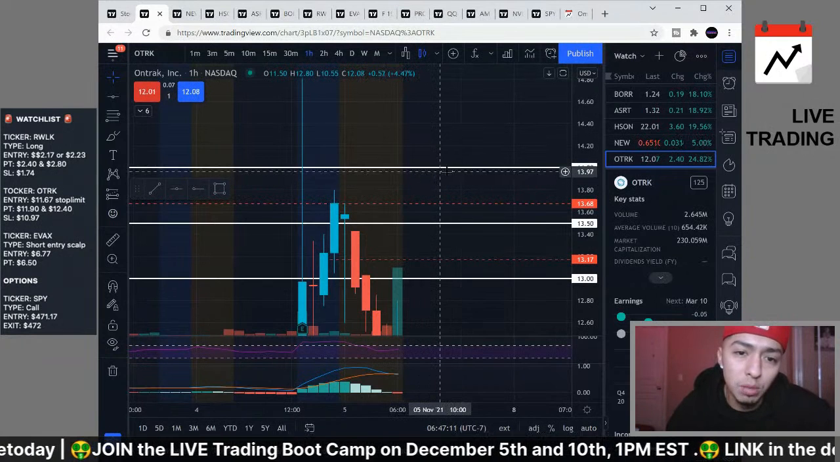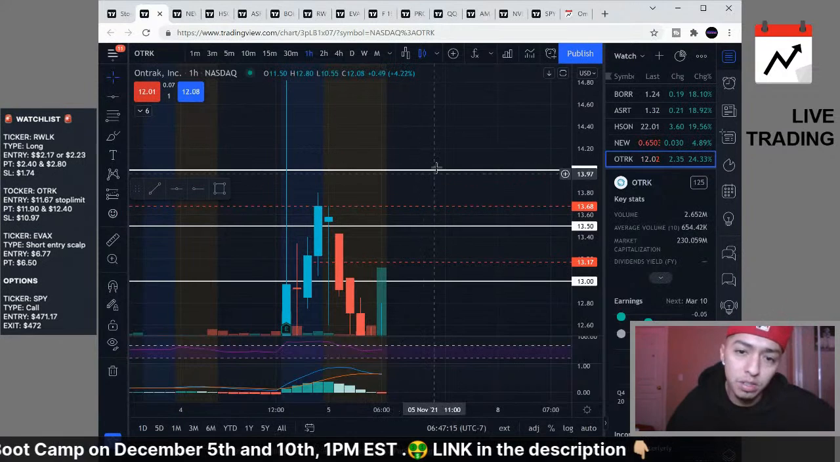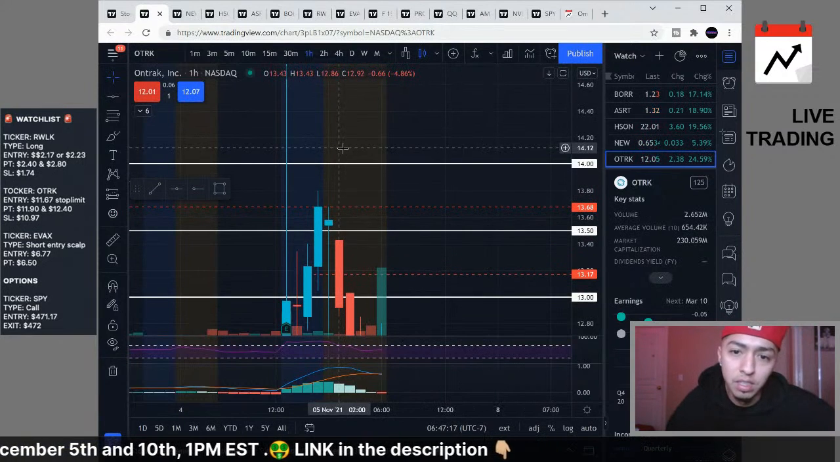So I would take profits maybe once I enter at 13.67, take profits at 14. If you want, let some ride. But if you start to see it struggle, I would just take all profits and then re-enter at 14.17 on OTRK.